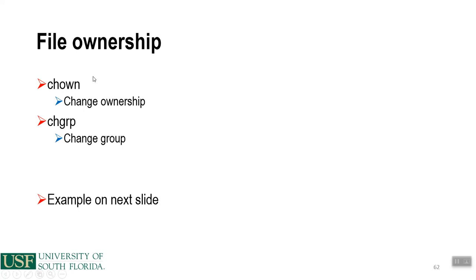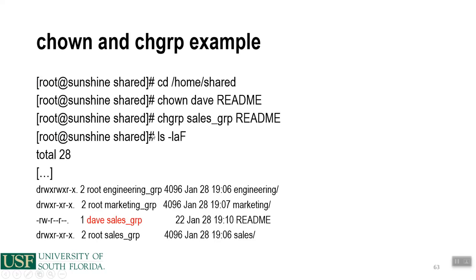File ownership: you can change who owns the file, so chown, C-H-O-W-N, change ownership, and then C-H-G-R-P, change the group. So you can see that you can change the owner from Dave to something else, and you can change the group that owns the file to the sales group.